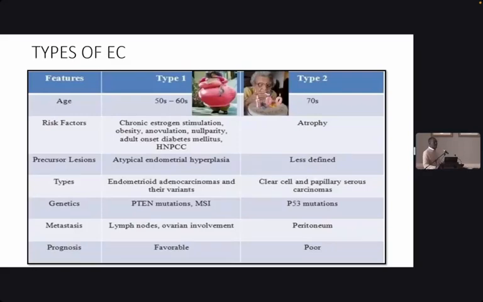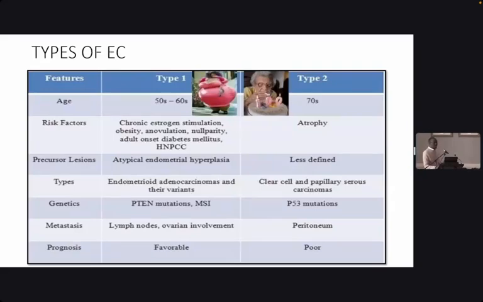And these were usually well-differentiated adenocarcinomas, grade 1 and grade 2, with a good or favorable prognosis, that were diagnosed early, and which were on a background of an elevated BMI. And then you also have type 2, which tends to occur later on a background of endometrial atrophy, and they were a bit less well-defined.